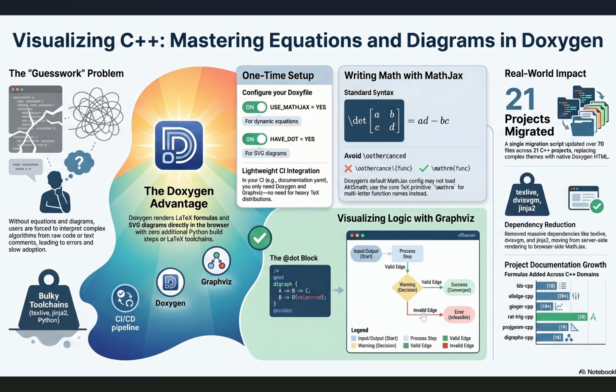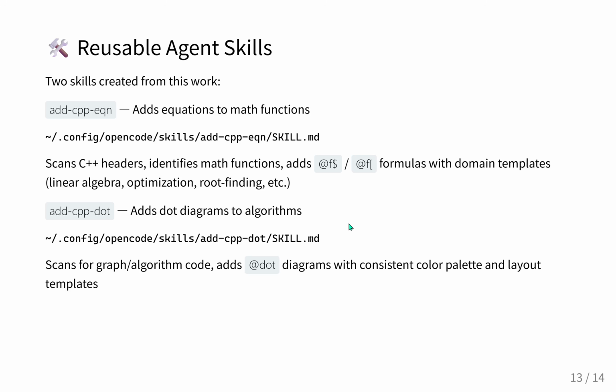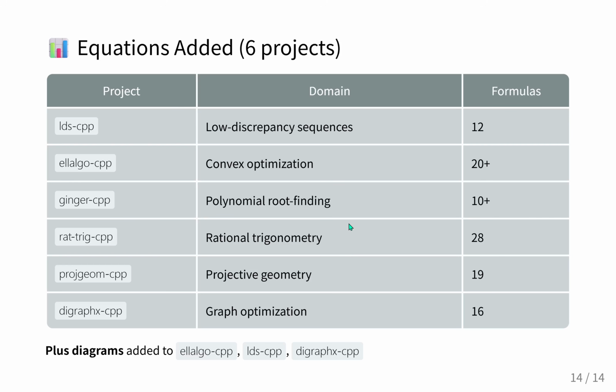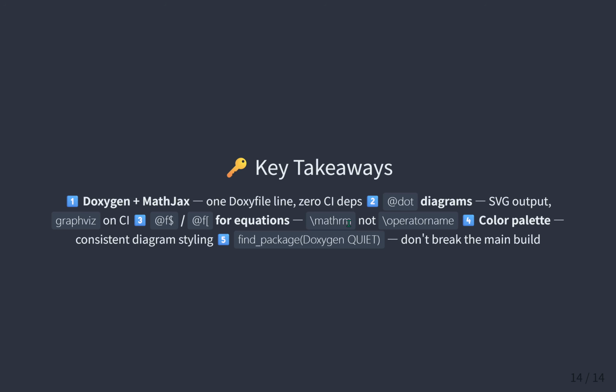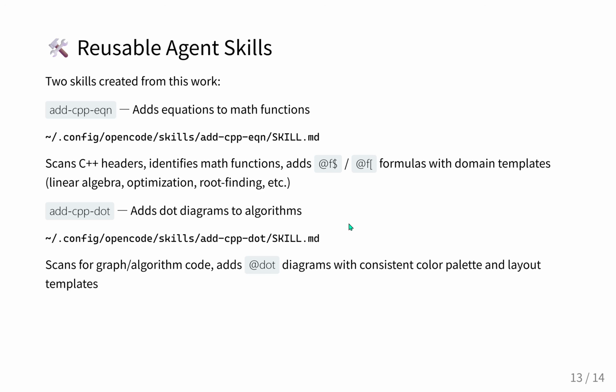The methodology was applied across 21 different C++ projects. They changed over 70 files with a single migration script. The before and after impact there is massive. It really is. Theme engines moved from Python to Doxygen HTML. CI dependencies like TeX Live, Dvisvgm, and Jinja2 were entirely removed. Yeah. Network dependencies went to zero. It's a radical simplification of the infrastructure. It's like replacing a noisy, polluting factory with a single silent solar panel.